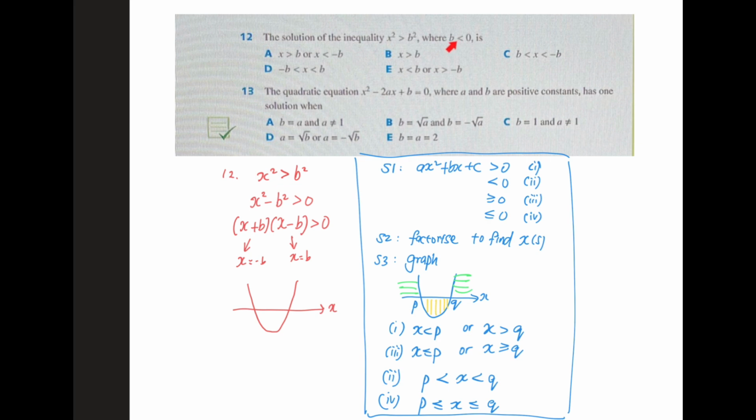Okay. Then this one they say b is less than 0. So imagine it's a negative value. So this is a negative value. Then this ends up as a positive value because b is negative with another negative, so it ends up with positive. So minus b, which is a positive value, this is greater. B, which is a negative value, that is smaller. So we put it in this way.